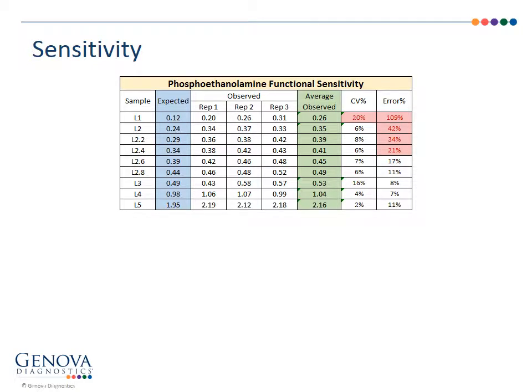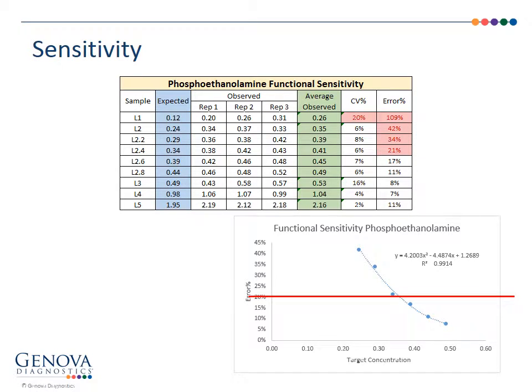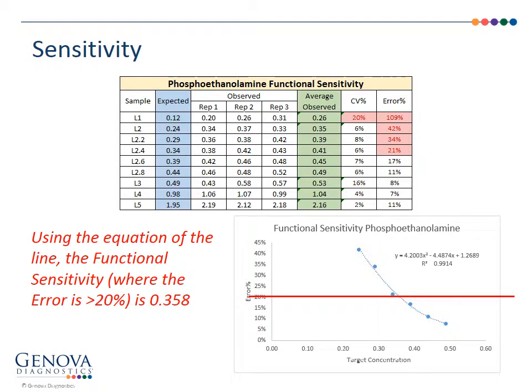The other thing we can do if we have this kind of data is do a mathematical calculation. We're going to take the target concentration and plot it against the percentage error that we're observing, like this. And then we're going to say, all right, we want to make the cut at a 20% error. So where on this line would a 20% error fall? What concentration? A lot of math happens. We're going to plug 20% into our y and solve for x. And in this case, we get a functional sensitivity, LOQ, of 0.358.